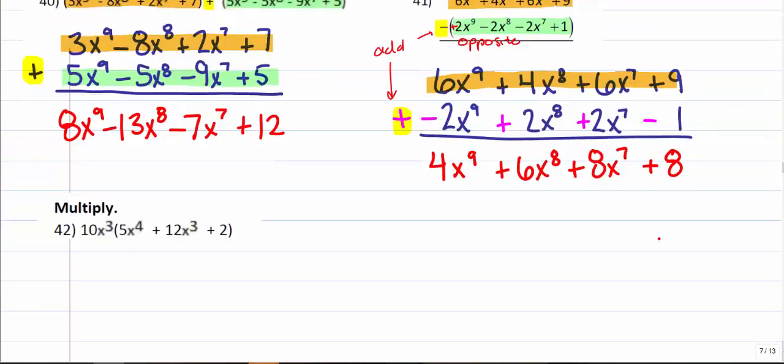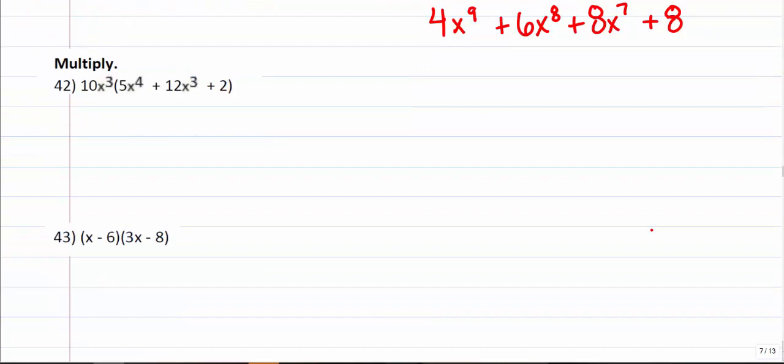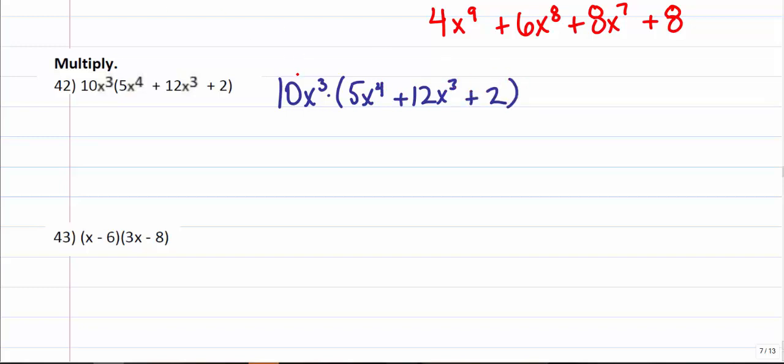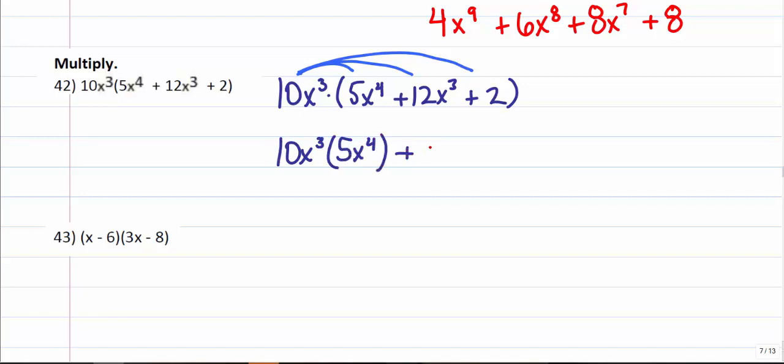Okay, the next one. Now we're getting into the distributive property. So when I see a problem like 10x cubed times 5x to the 4th plus 12x cubed plus 2, I'm going to be multiplying everything in my parentheses by 10x cubed. So I'm going to have 10x cubed times 5x to the 4th plus 10x cubed times 12x cubed plus 10x cubed times 2.